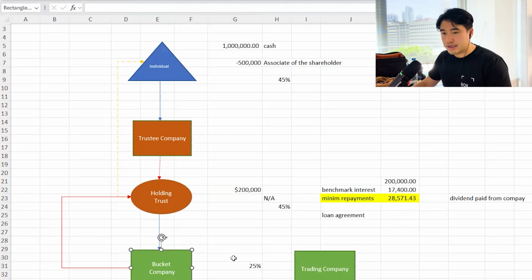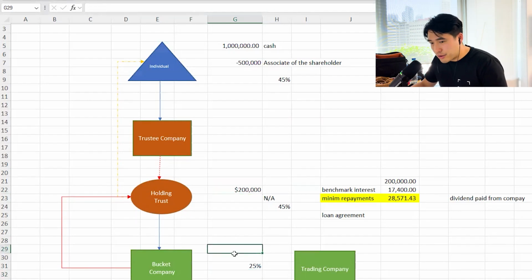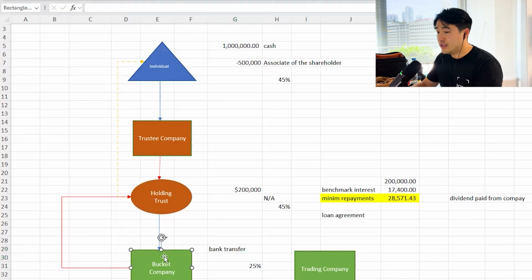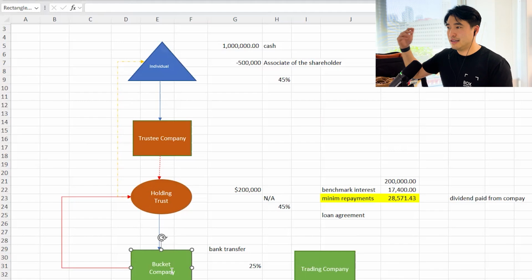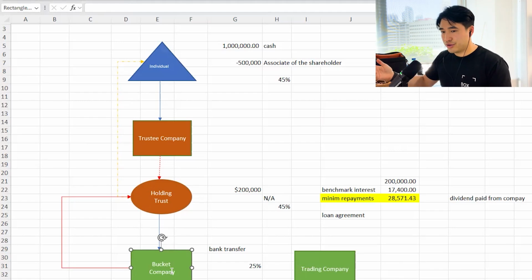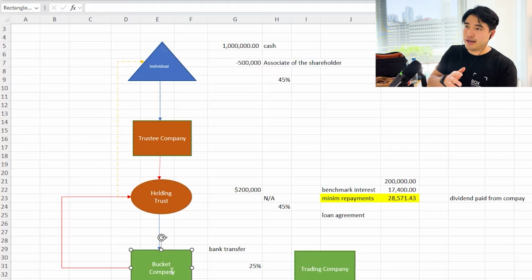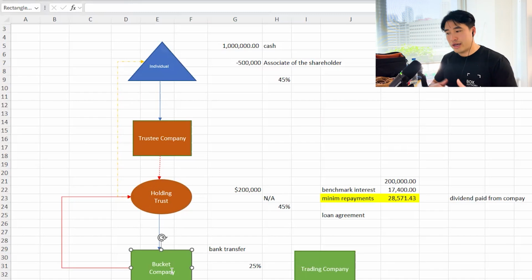So what happens if we send this money over to the bucket company because it's taxed at 25%? It isn't a problem if you actually do the bank transfer. If you didn't do the bank transfer, the bucket company treats it as income because it's an income distribution. But on the opposite side, it's a loan because it hasn't been paid yet. So the trust owes the company, and then it creates a Division 7A problem. As long as you pay it to the company, you have no problems, Lee.